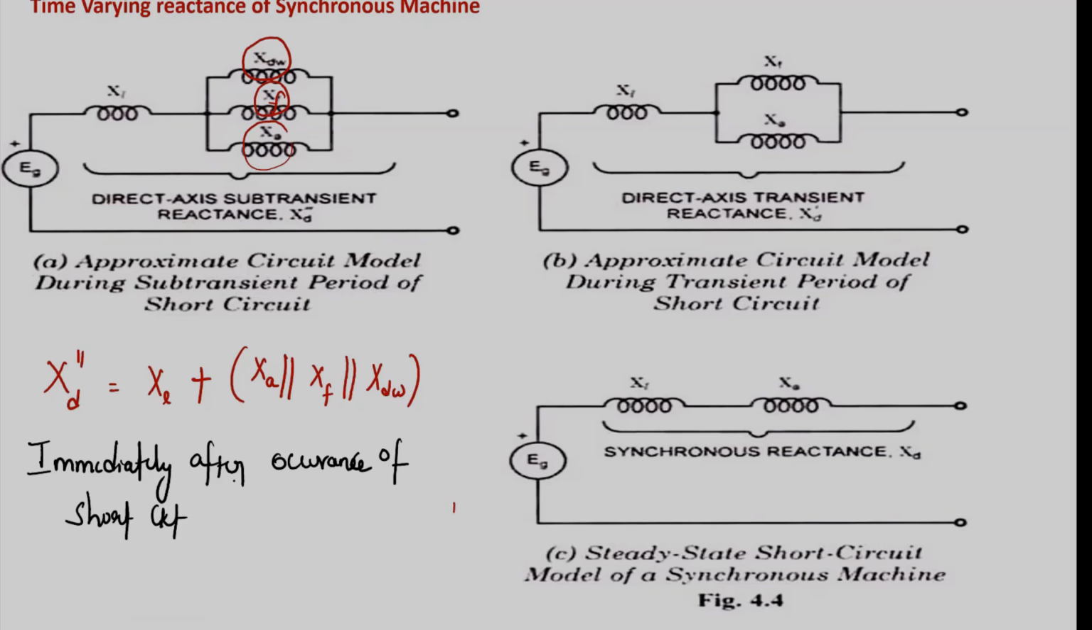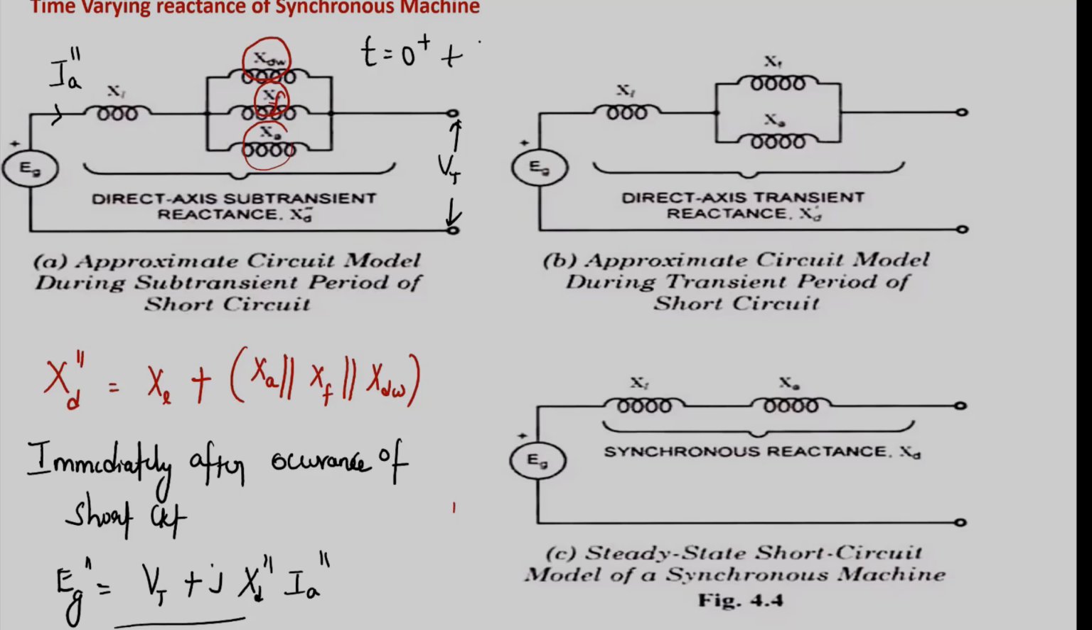This is the circuit model. Okay, so now if this is the terminal voltage and if this is the armature current that flows, this armature current is called subtransient current. So here it is given by EG double dash equals VT plus j XT double dash times IA double dash. The time period for which we have to use this circuit is immediately from the occurrence of the fault. That is, let us assume at t equal to 0 the fault occurred, from t equal to 0 plus to 1 cycle.